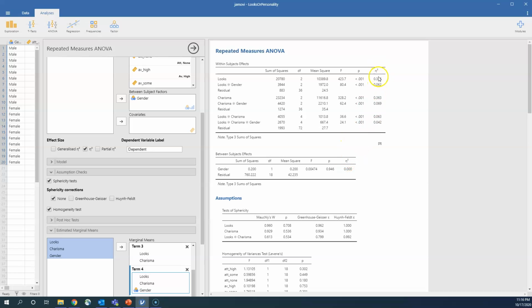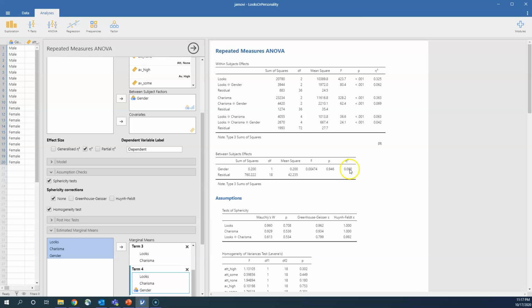And what that allows us to say is that 33% of the variability in how much a date is enjoyed can be accounted for by the looks of the person you're dating. The amount of charisma and its impact on the enjoyability of the date is about 36%, and the amount that your own gender matters is nothing. It doesn't make any impact by itself.